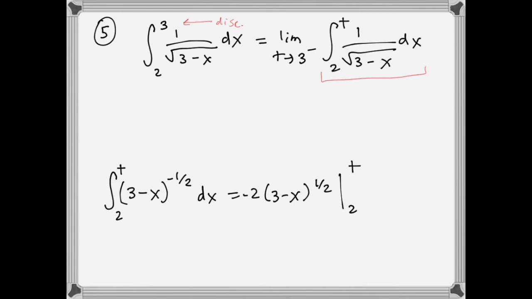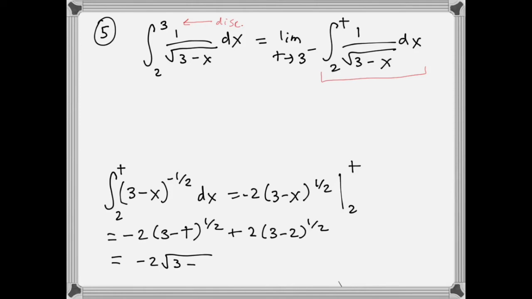And so what's this going to become? If I plug in t, I get 3 minus t to the 1/2, minus, and then it becomes a plus because it's already negative, and if I plug in 2, 3 minus 2 is 1, 1 to the 1/2 is 1. And so this actually becomes negative 2 square root of 3 minus t plus 2.